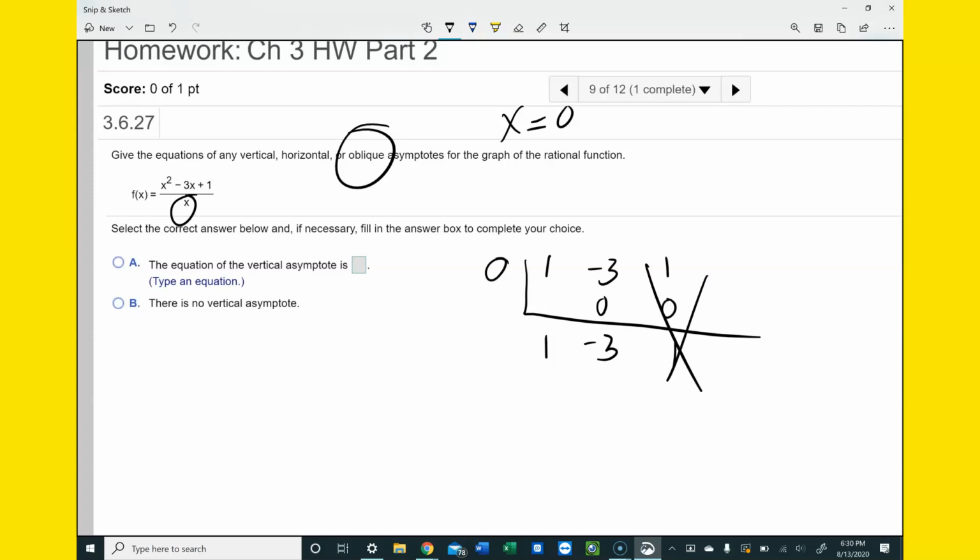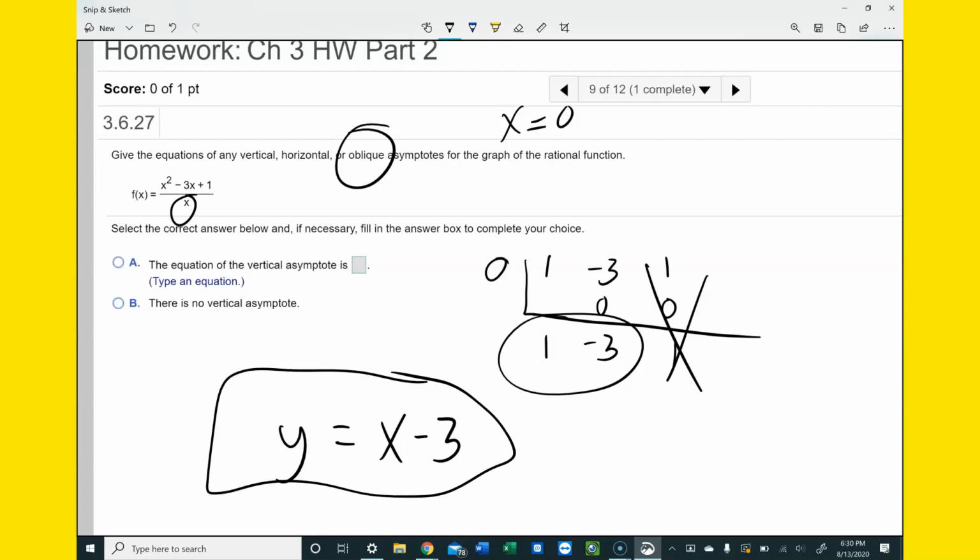I disregard the remainder in this case. And I just take what's left. And remember, it always starts 1 less degree than what we divided into. So what we divided into was an x squared, so this is going to be x to the first. So it's 1x to the first minus 3. This is the equation of my slant or oblique asymptote.